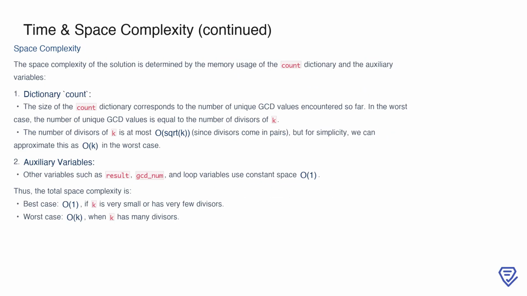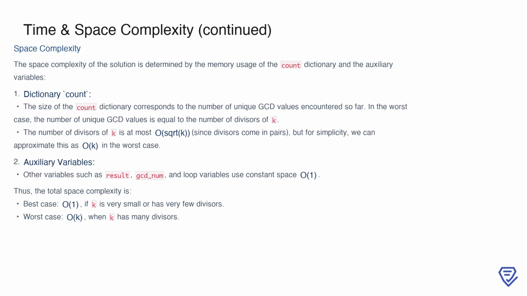Turning to space complexity, the dominant factor is the count dictionary. This dictionary stores the frequency of unique GCD values encountered during the computation. In the best case, where k has very few divisors, the size of the dictionary is minimal. However, in the worst case, the number of unique GCD values can equal the number of divisors of k. The number of divisors is at most O(sqrt(k)), because divisors come in pairs, but for simplicity, we approximate this as O(k) in the worst case.